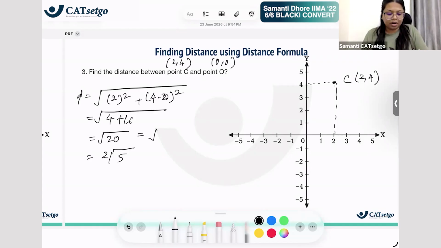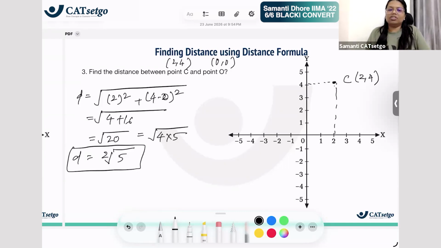How do we find it? Under root 20 is 4 fives. 4 comes out of the under root, it becomes 2. So it is 2 root 5. So what is the distance between point C and origin? It's 2 root 5. Clarity on this bit?